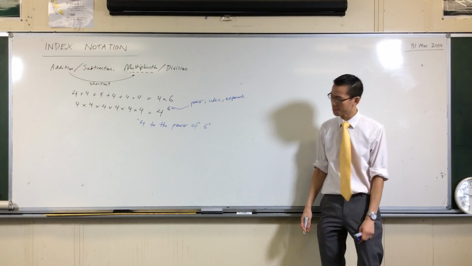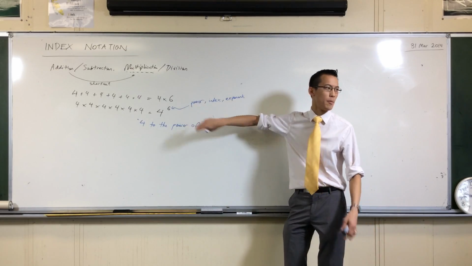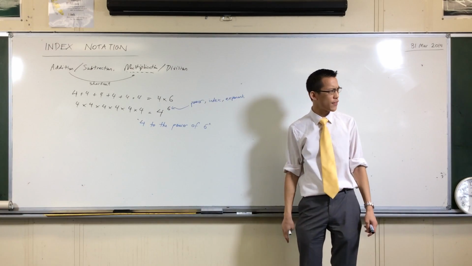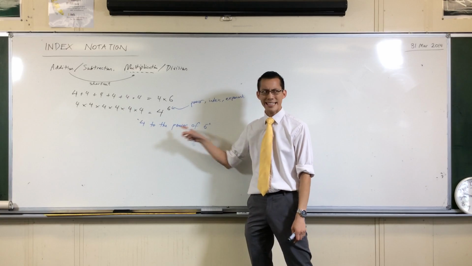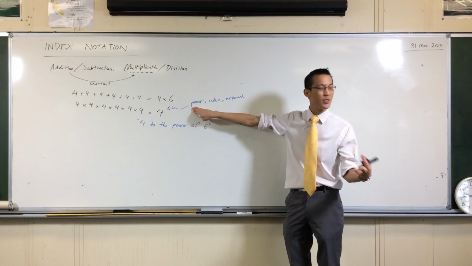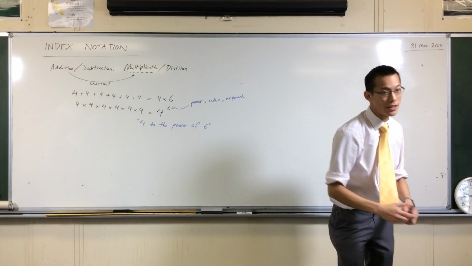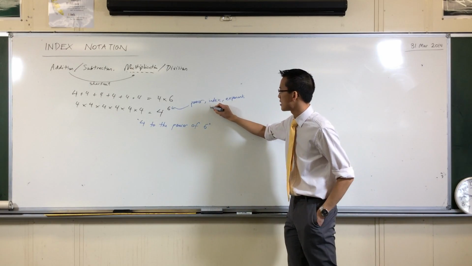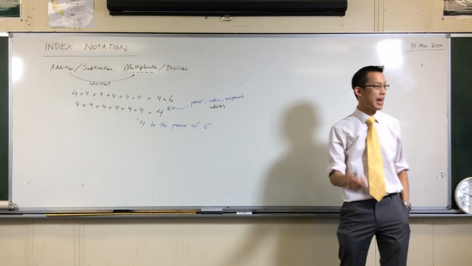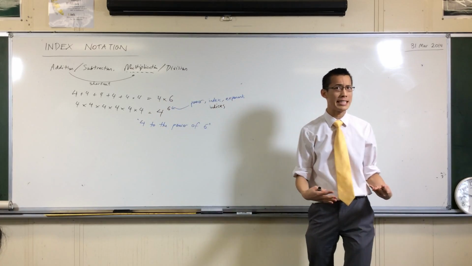All of these have their own useful things about them. For instance, power is the most common way to talk about it. You'd say 4 to the power of 6. I don't think I've ever heard someone say 4 to the index of 6. That's a bit weird. But index is useful as well. The plural of index is the word indices. So when you've got a whole bunch of them stringing along, we call them indices, not indexes.